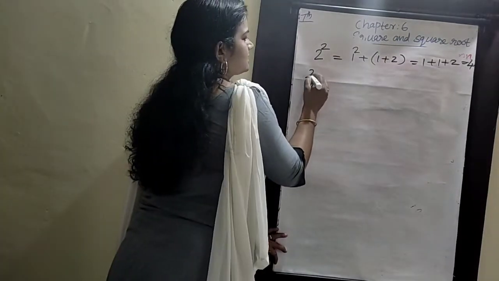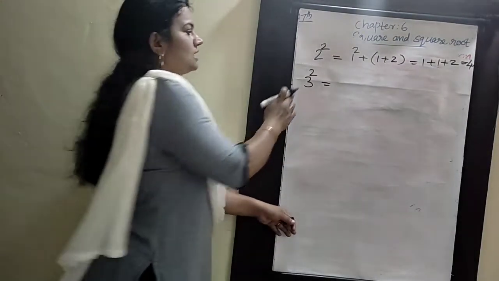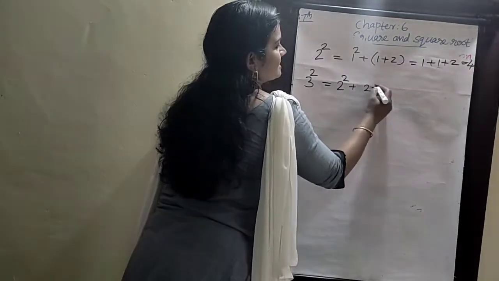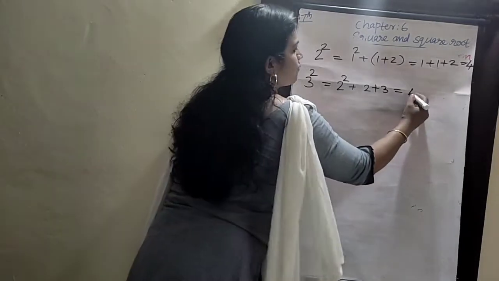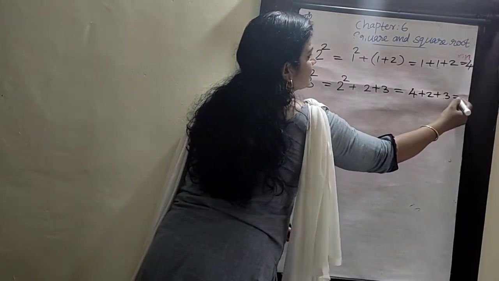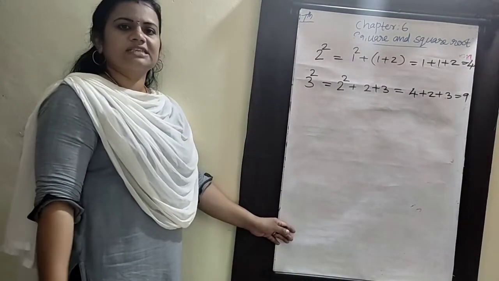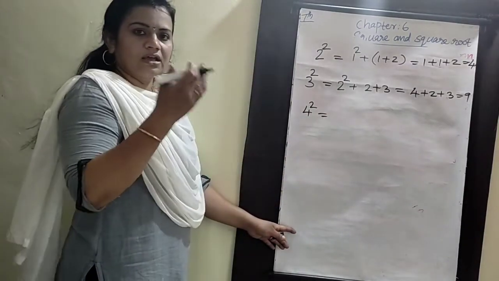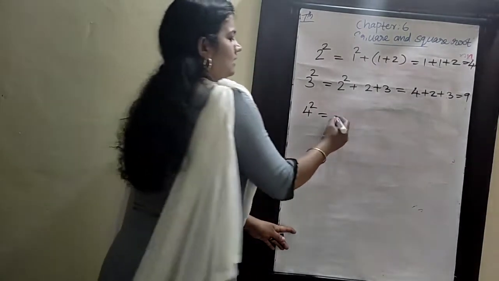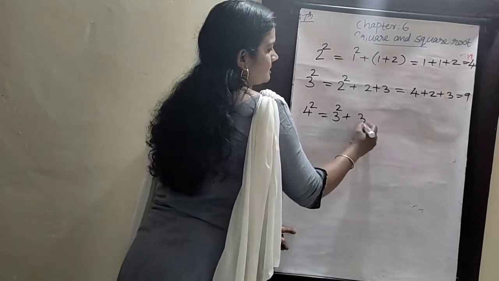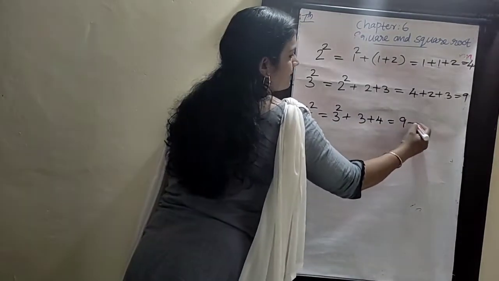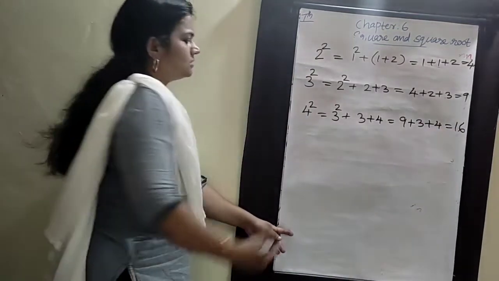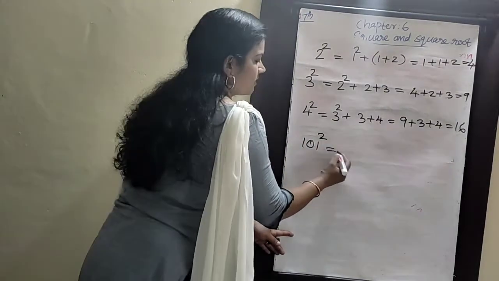Then how to write 3 squared? First of all, we write the number before 3, which is 2. 2 squared plus 2 plus 3 is equal to 4 plus 2 plus 3. What is the answer? 9. 4 plus 2 is 6, 6 plus 3 is 9. Then 4 squared. The number before 4 is 3. 3 squared plus 3 plus 4 is equal to 9 plus 3 plus 4, which is 16.